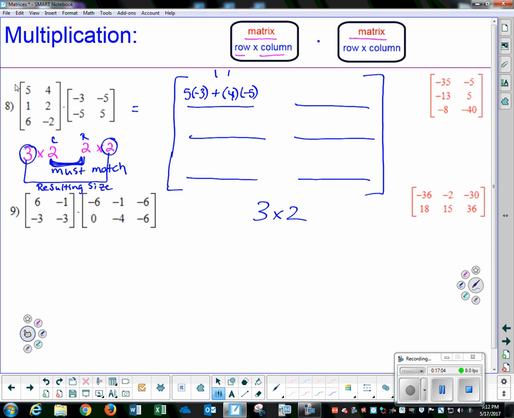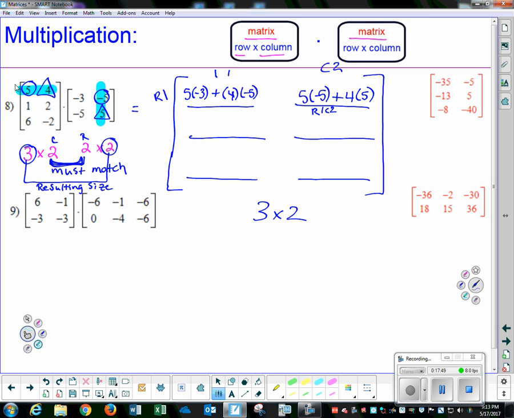All right, now, because this is position, well, I'm on row 1, aren't I? And this would be column 2. This would be position 1, 2. So that means I'm going to take row 1. Let's use the highlighter. Row 1 and multiply it by column 2. Row 1, column 2 makes this position here. So row 1, it's going to be 5 times -5, added with 4 times 5.